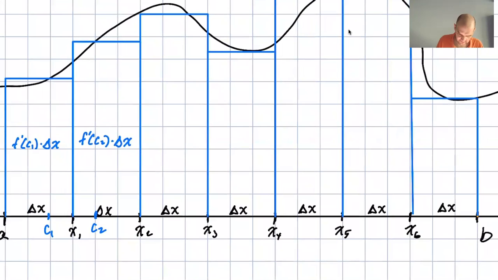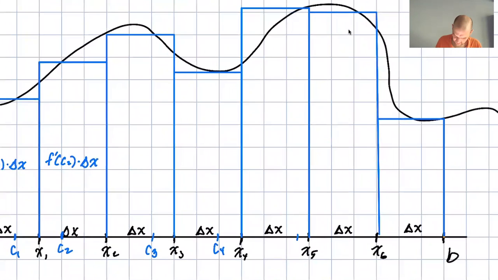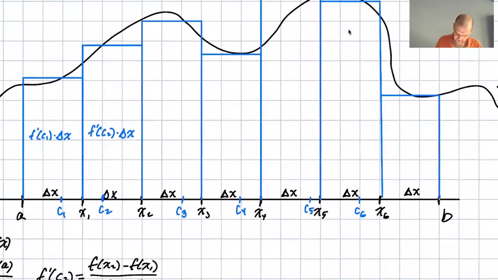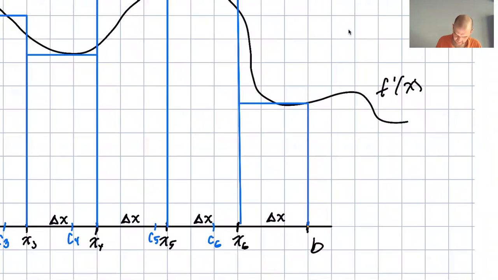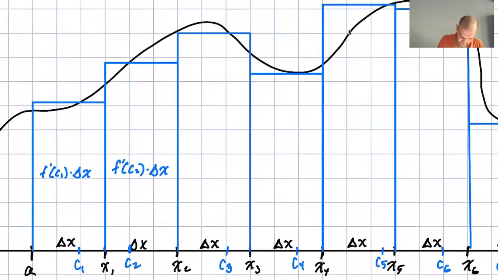Complain, probably. So here is c3. Here is c4. c5, for whatever reason, is way over here. c6 is here. Am I off? Oh no, it's always the one before. Okay, and then c7 is apparently there. So what are our areas? f prime of c3 delta x. f prime of c4 delta x. f prime of c5 delta x.